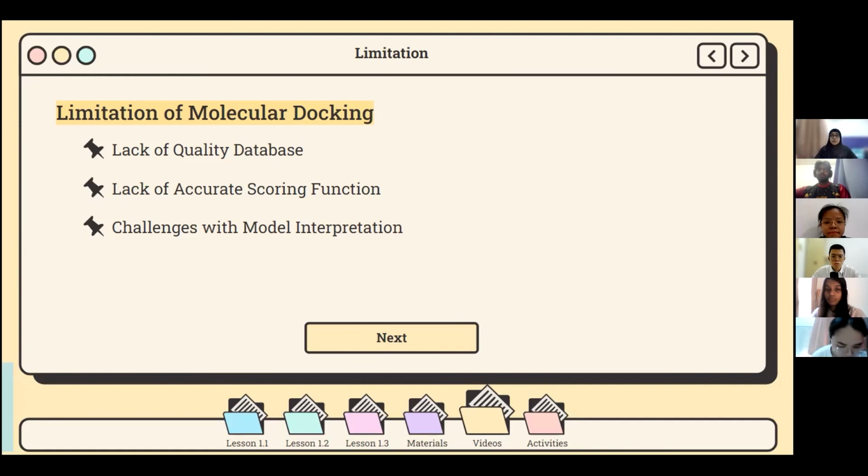The next problem is related to the lack of accurate scoring function. When PyMOL is used, the Rmsd scoring of PyMOL sometimes varies, and this indicates that during practical use of a large number of binding poses evaluated, there will be inaccuracy in binding energy and stability scoring of the protein ligand molecules. Lastly is the challenges regarding model interpretation.